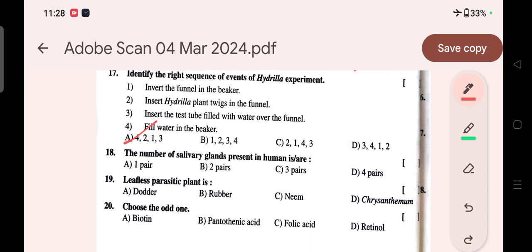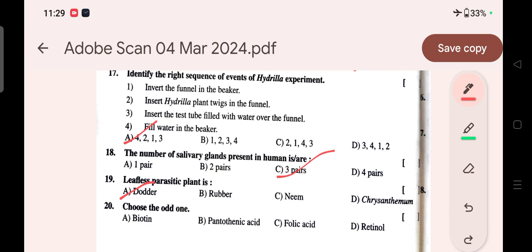The number of salivary glands present in the human is 3 pairs. Option 3 is the correct answer. A leafless parasitic plant is Dodder, Cuscuta. Option A is the correct answer.